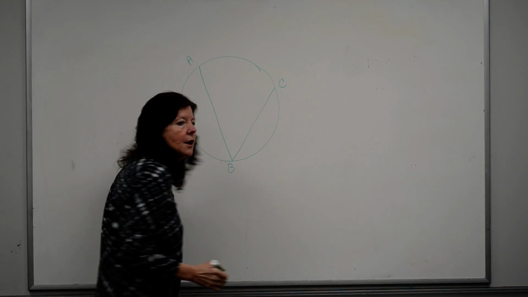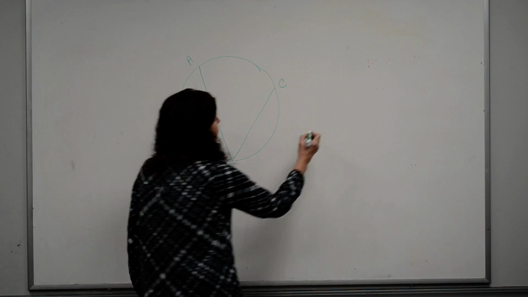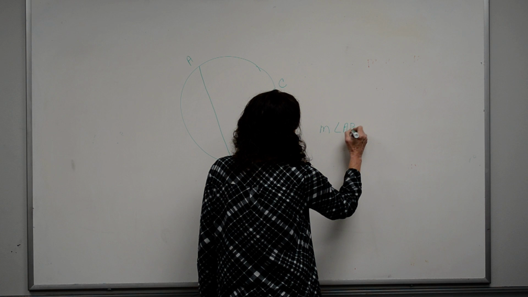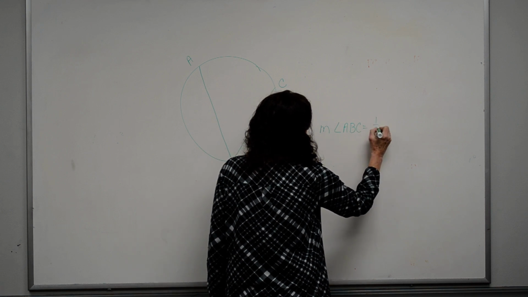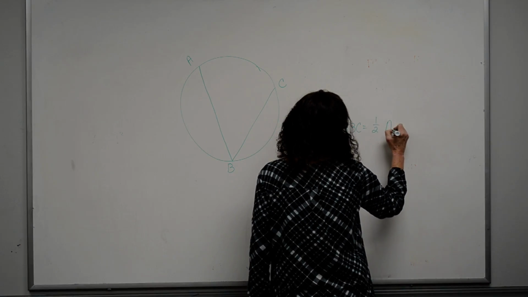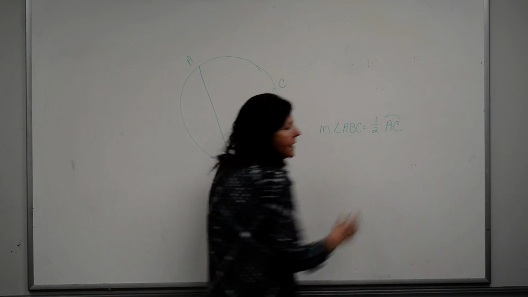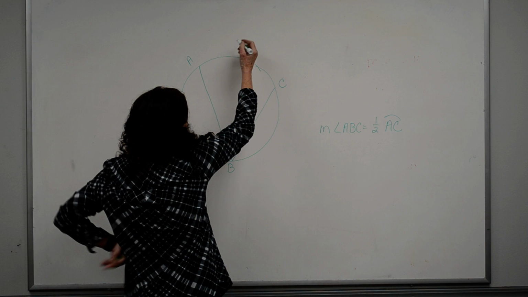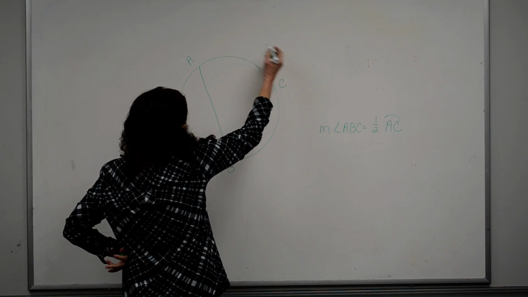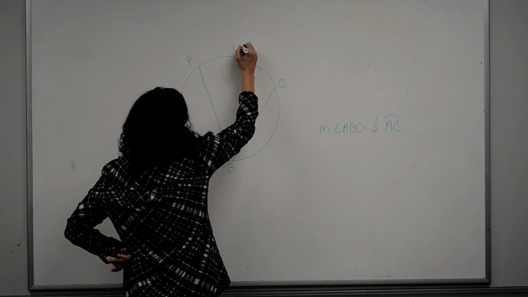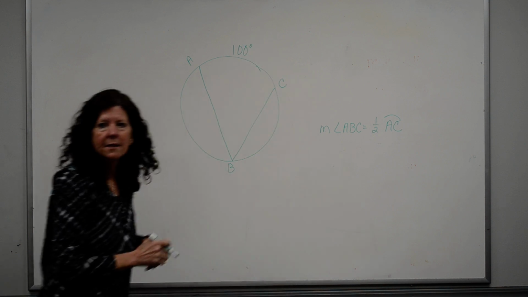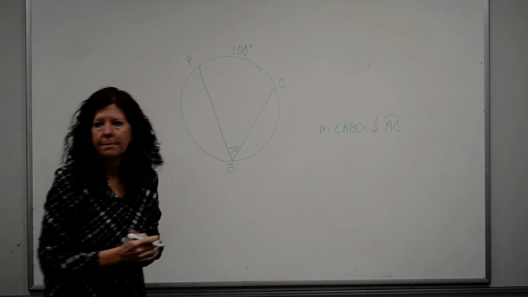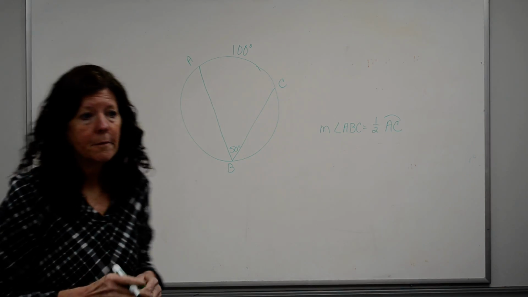The measurement of angle ABC is equal to 1/2 of the measurement of the arc that it intersects. Okay, see how this goes up like this? Let's say this is, I don't know, 100 degrees from A to C. That means this down here is 50.